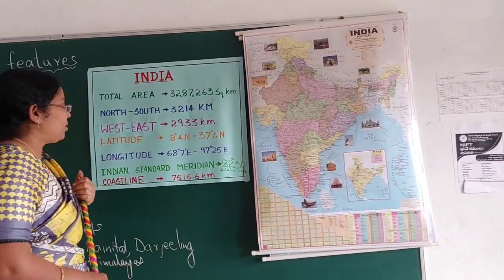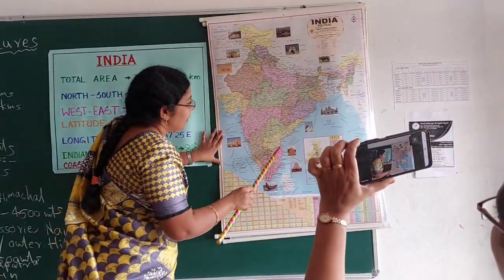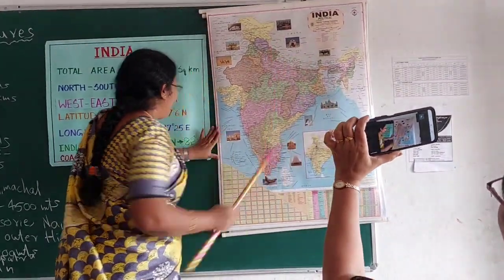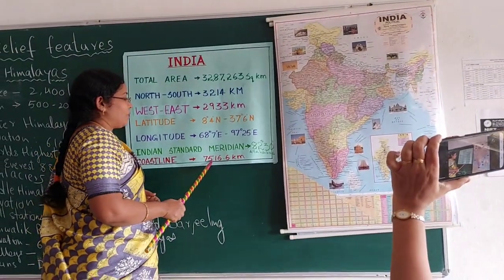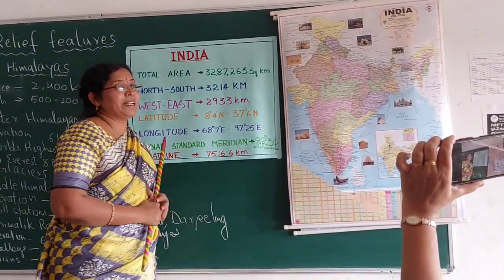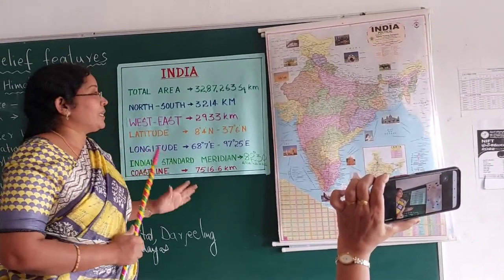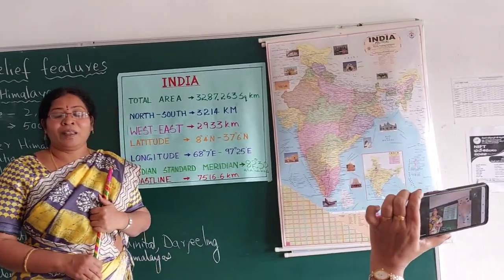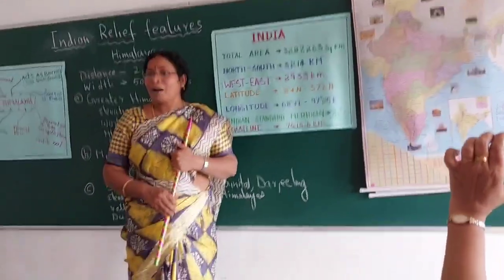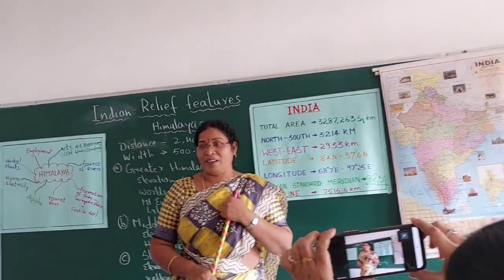Going further, coming to the coastline. This area is known as the coastline. India has a very big coastline, that is 7,516.6 kilometers is the total coastline. So this is all about our country's geographical area. So friends, hope everybody is ready. So you have got a minimum knowledge of our country.